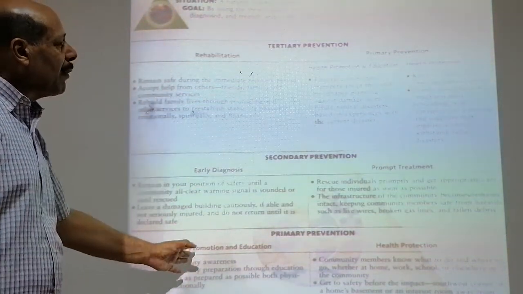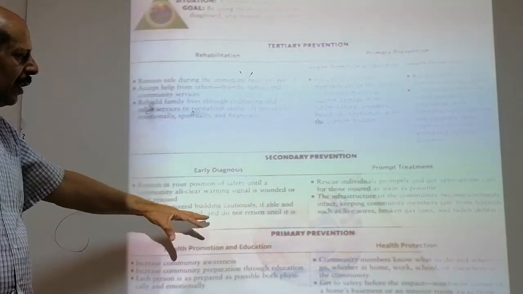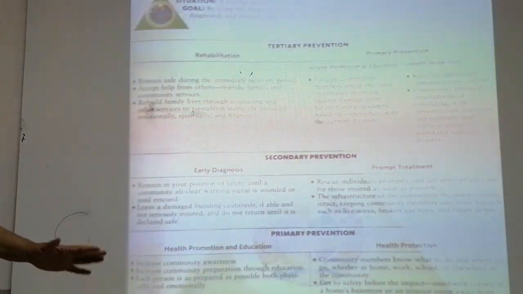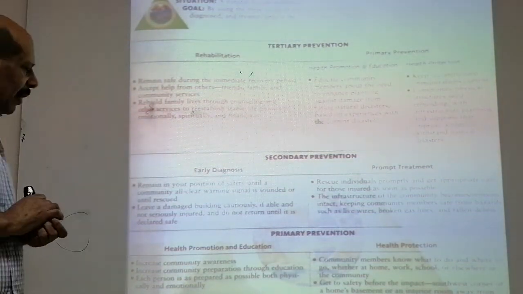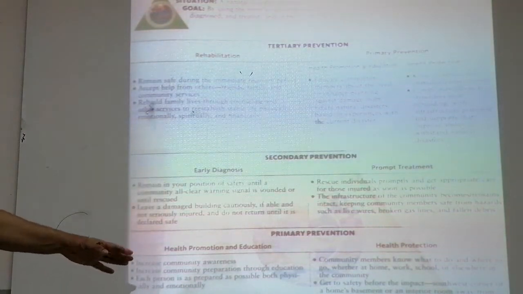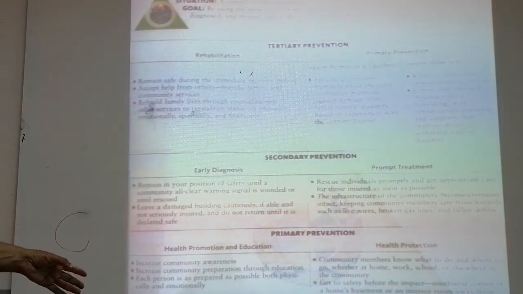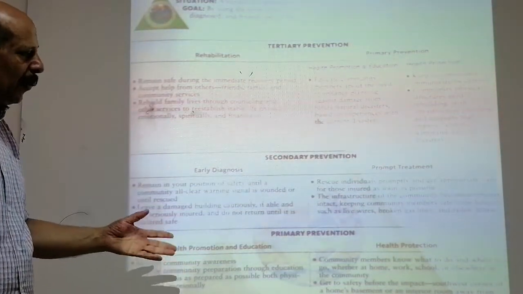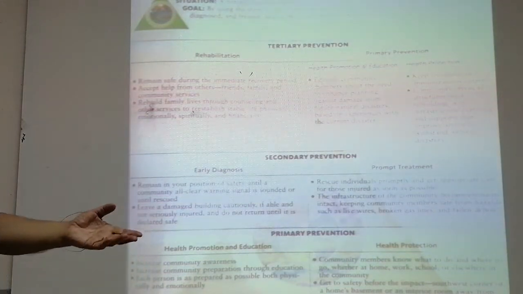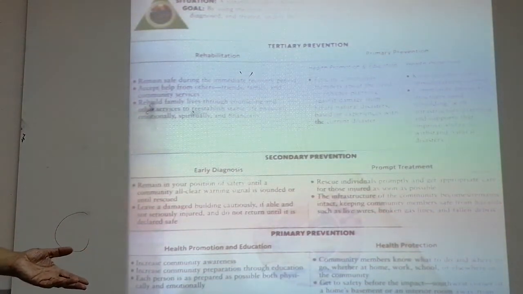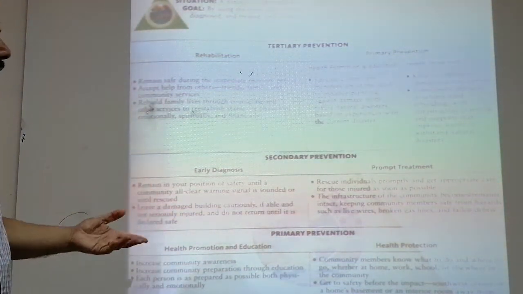The levels of prevention in case of disaster: there are three levels of prevention. The primary prevention concentrates on prevention before the hazard or disaster comes, which includes community awareness, health education, preparing plans for dealing with those conditions, and health protection. Community members also know what to do before and in case of disaster. This is safety before the impact happens.